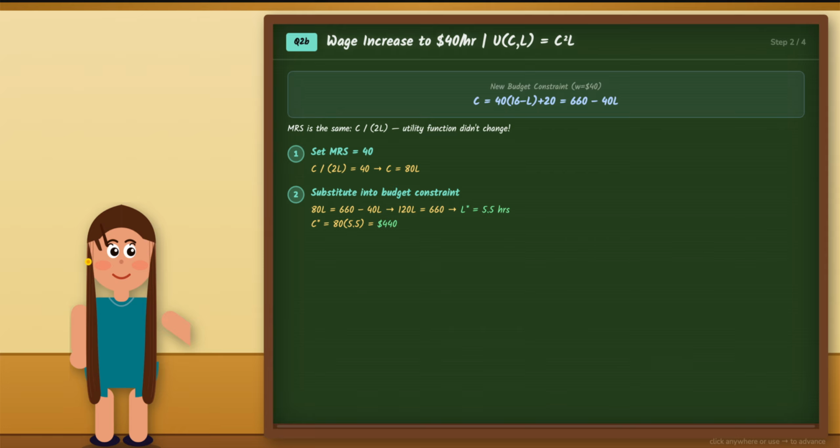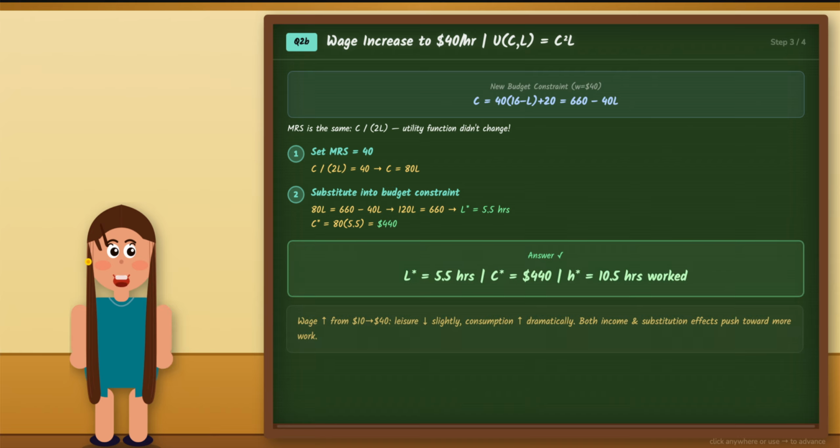We're going to substitute. 80L equals 660 minus 40L, giving 120L equals 660. So L star equals 5.5 hours. And consumption jumped from $120 to $440. The higher wage makes working so much more rewarding.